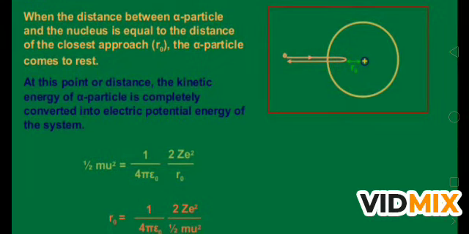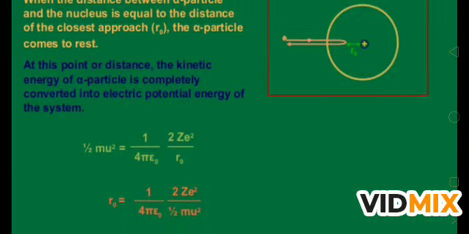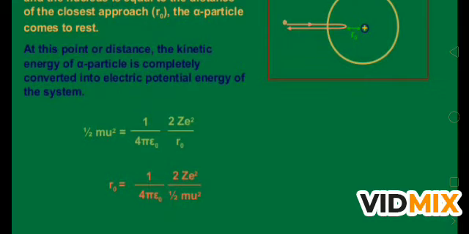This is where the kinetic energy is equal to the potential energy at a distance of r naught. At the distance of r naught, there is a system of alpha particle and nucleus. So the charge on the alpha particle is 2e and the charge on the nucleus is Ze. So you can find the value of r naught. r naught is equal to 1 upon 4 pi epsilon naught, 2 Z e square upon 1 upon 2 m u square. So this is the closest approach.